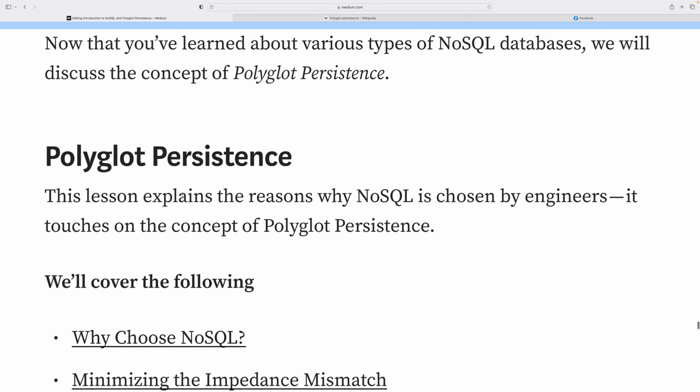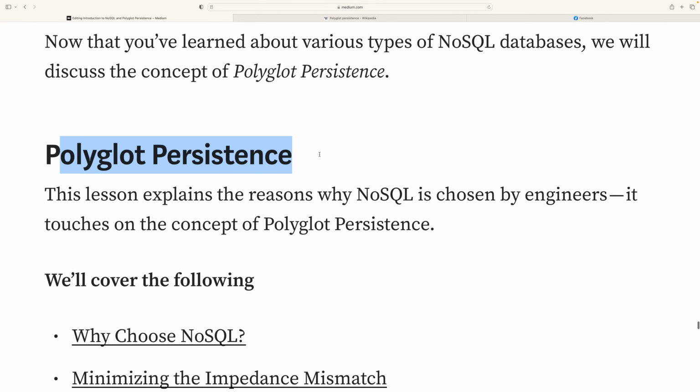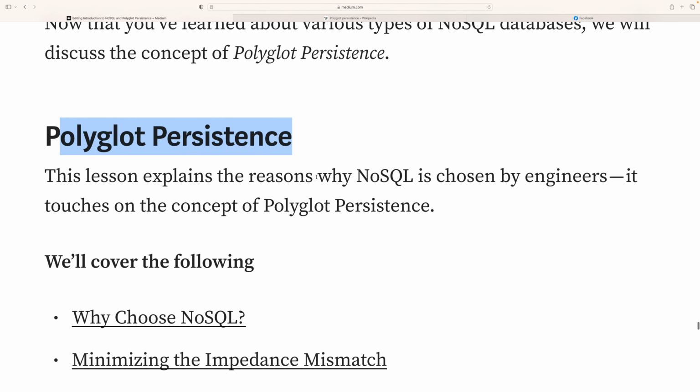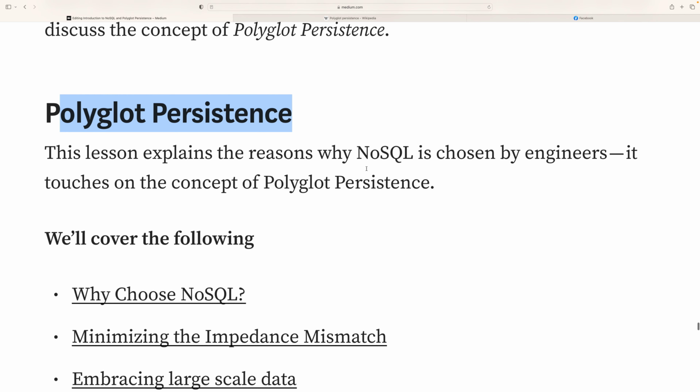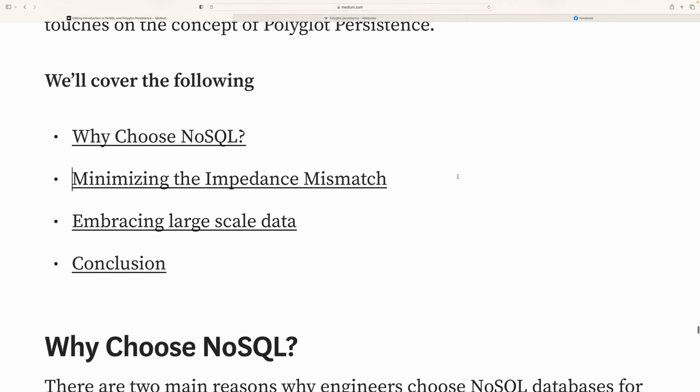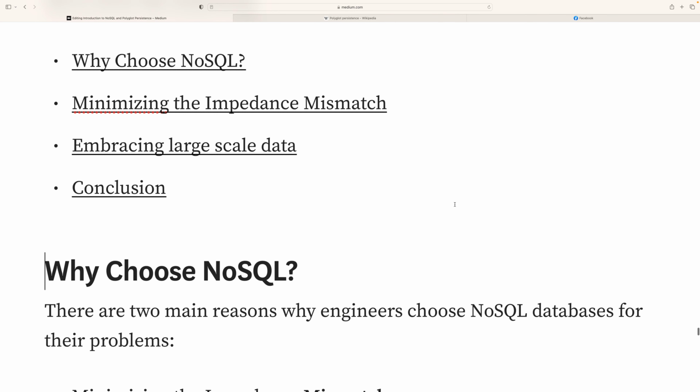So the next part we are going to learn about is polyglot persistence. We talked about the problems of relational databases, then the solution to relational databases, the characteristics of NoSQL, and then the types of NoSQL. Now we talk about polyglot persistence. This is a very important concept. We're going to cover why choose NoSQL, minimizing the impedance mismatch, and embracing the scale of data.